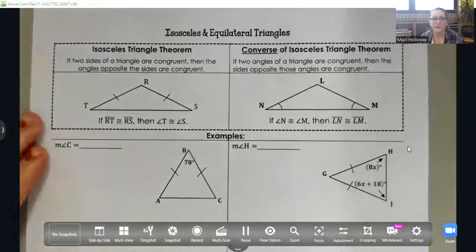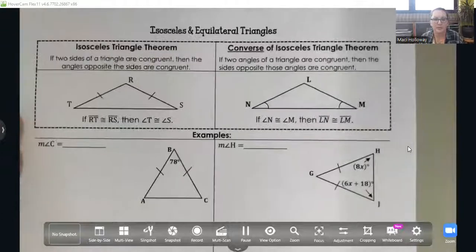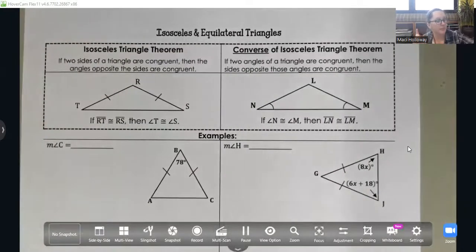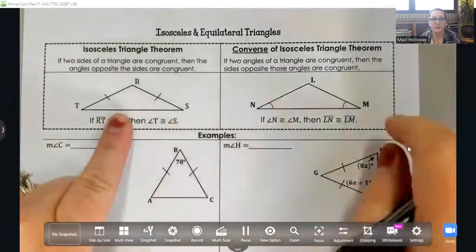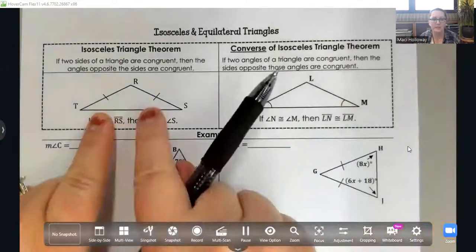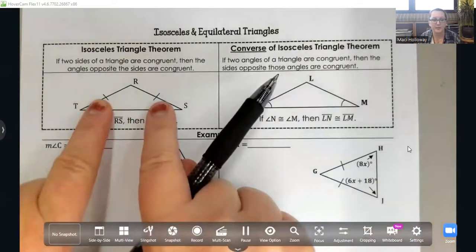All right, we are going to continue our talk about triangles, and we're going to talk specifically about isosceles triangles and equilateral triangles. So our first topic is isosceles triangles. If you remember, an isosceles triangle has two sides that are congruent.